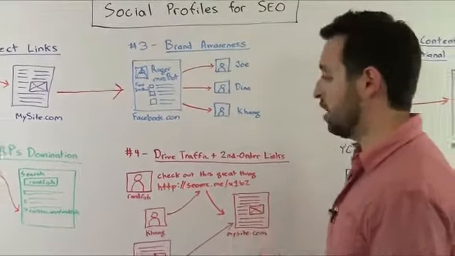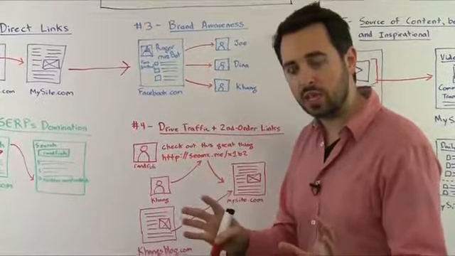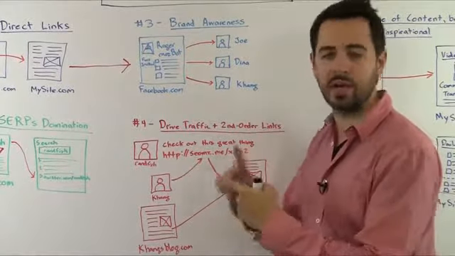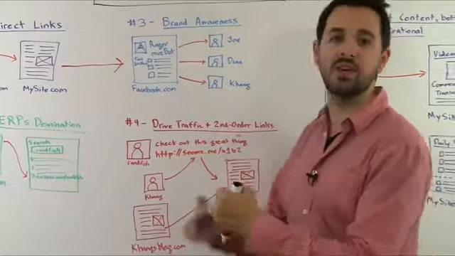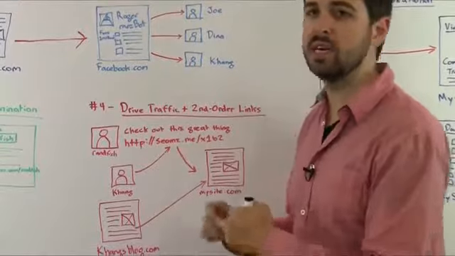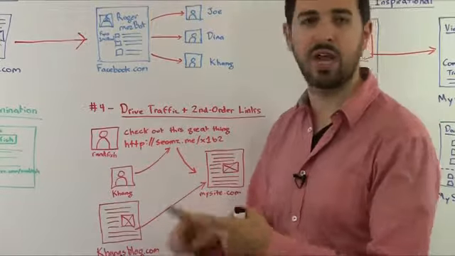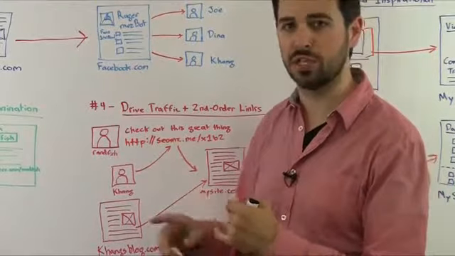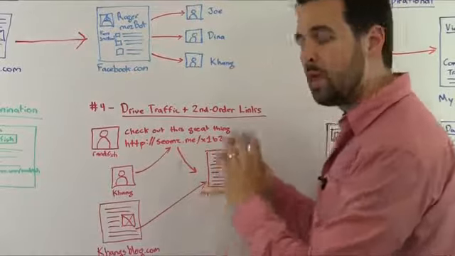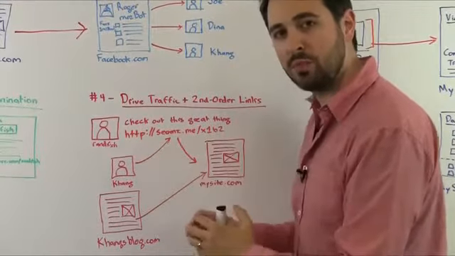Number 4, drive traffic and second order links, right? With a lot of these social pages, you have the opportunity when you produce content on them to potentially promote a link. When I tweet, when I do a Facebook status update, when I blog on Tumblr, when I contribute a LinkedIn status update, even when I contribute a post on a social news site like Reddit or Hacker News or Digg or Delicious, those links will drive direct traffic, usually in proportion to the number of people that are following me.